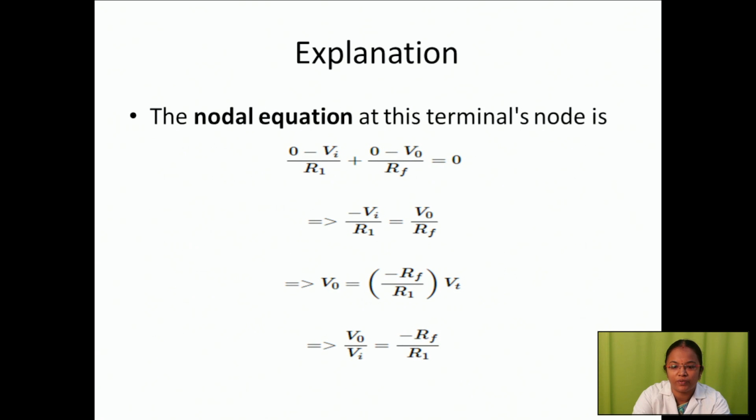So V0 by Vi is equal to minus RF by R1. It means if our input resistance is 1 kilo ohm and feedback resistance is 10 kilo ohm, then our gain will be minus 10 divided by 1, that is minus 10. Our gain magnitude will be 10, and the minus sign indicates that there is a phase shift between input and output.